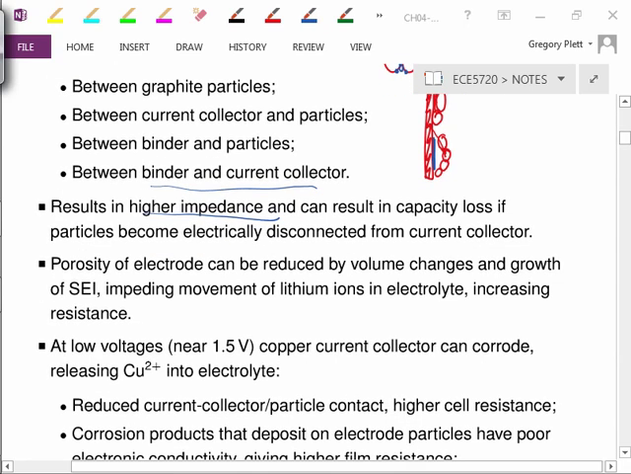The porosity of the electrode, epsilon E, that's where the electrolyte is, the volume fraction of the electrolyte, that can be reduced by volume changes and growth of the SEI. So we're consuming some of the electrolyte chemical stuff, the solvent, and forming this SEI product, which is jamming the holes in between the particles, and that's making it harder for lithium ions to move in the electrolyte, and so that's going to increase resistance.